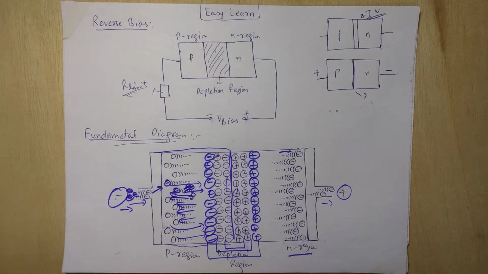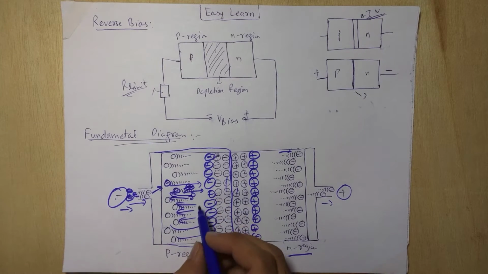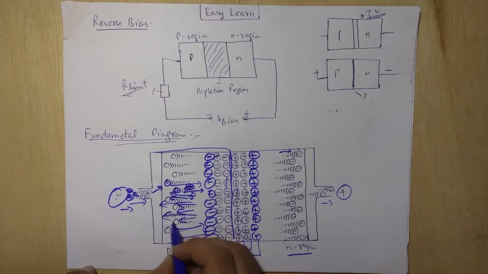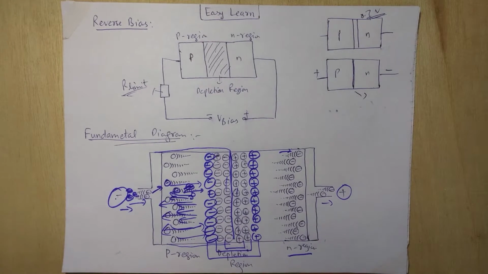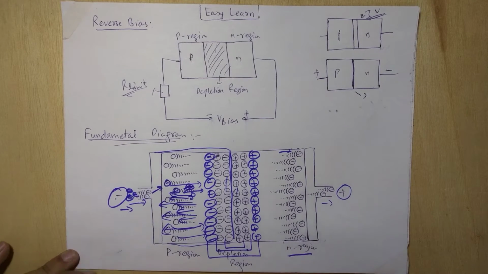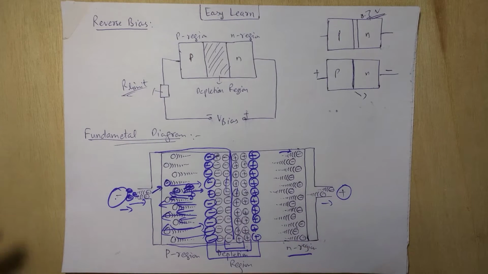So what we are watching here just seems like the holes are being pulled toward the other side. Sorry, the negative side. I said the positive side, I mean to say from negative toward this positive side. Holes are moving toward the left side.